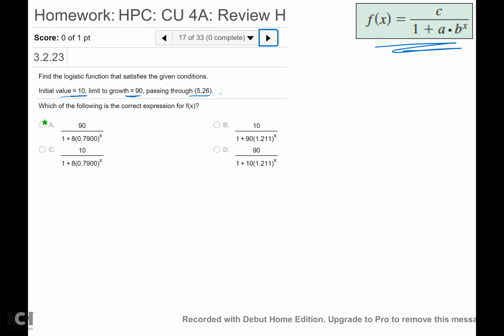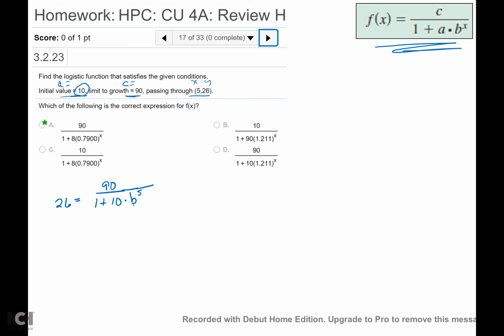So if my initial value is 10, where does that go? My limit to growth is 90. Oh, A is 10. Yes. A is 10, C is 90, and then I have an X and a Y. So if we plug all that in, I'm going to change Y to 26, C to 90, A to 10, and X to 5.